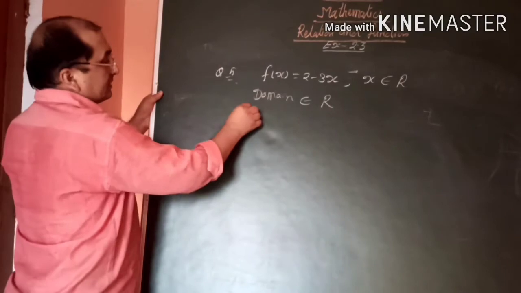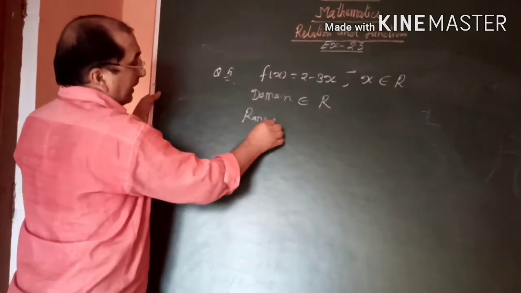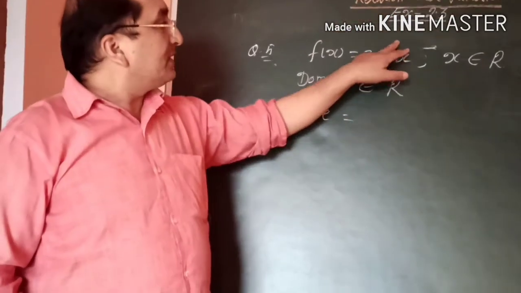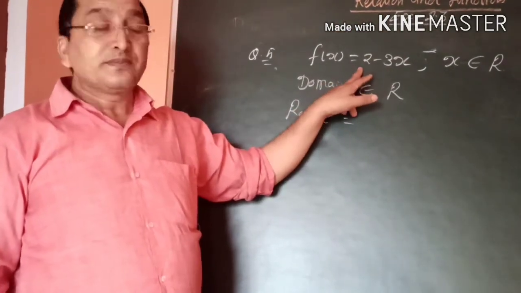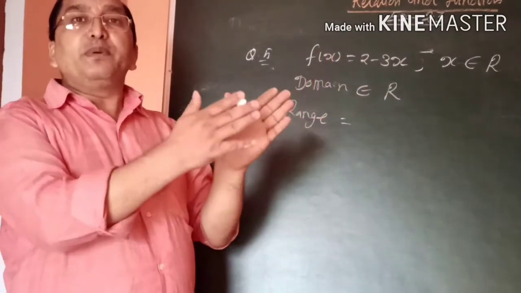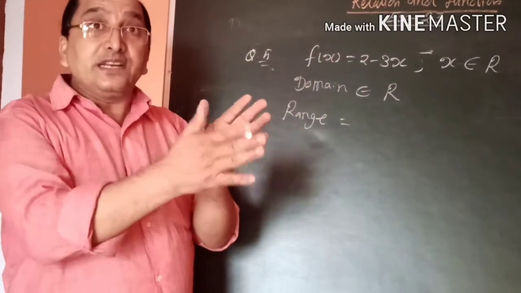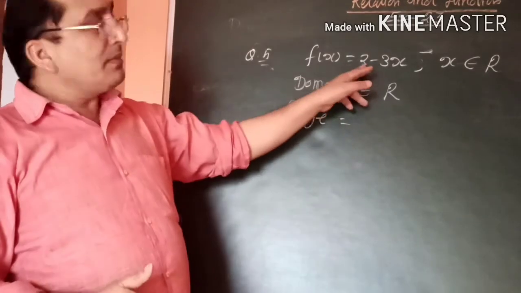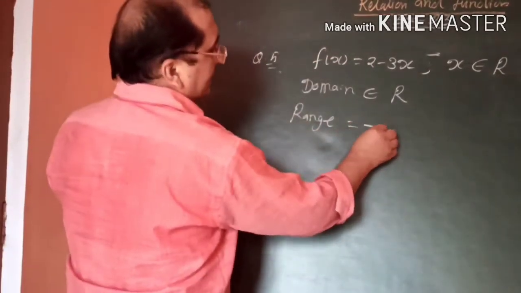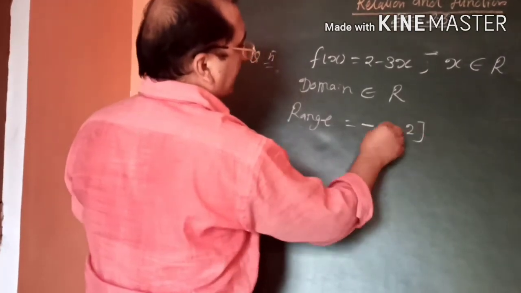And for finding the range, let us see its values. If x equal to 0, then 2 will come. x equal to 1, minus 1 will come. It means its value will decrease. 2 is the maximum value and the rest of the values will come down. Minus infinity to 2 will be the range.